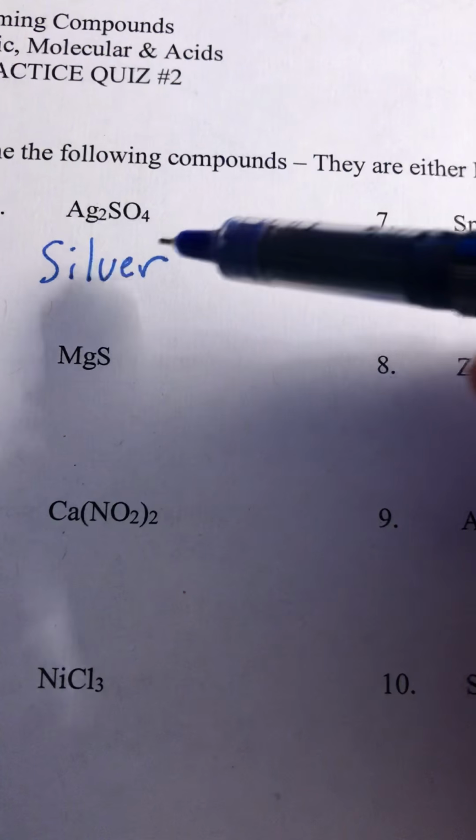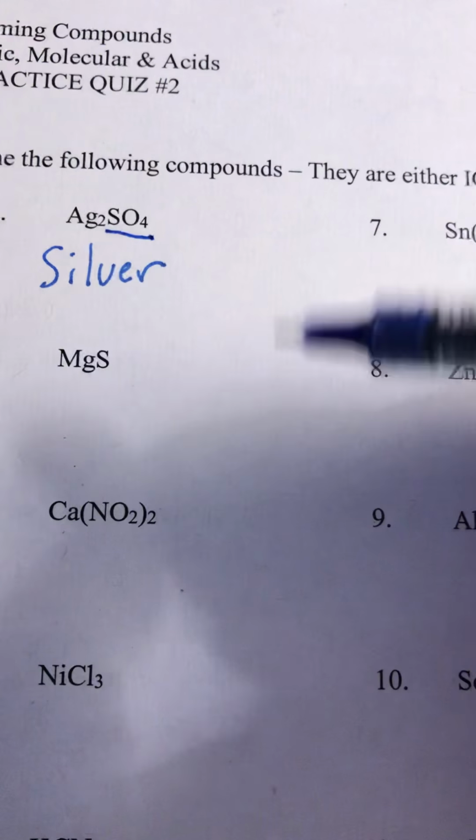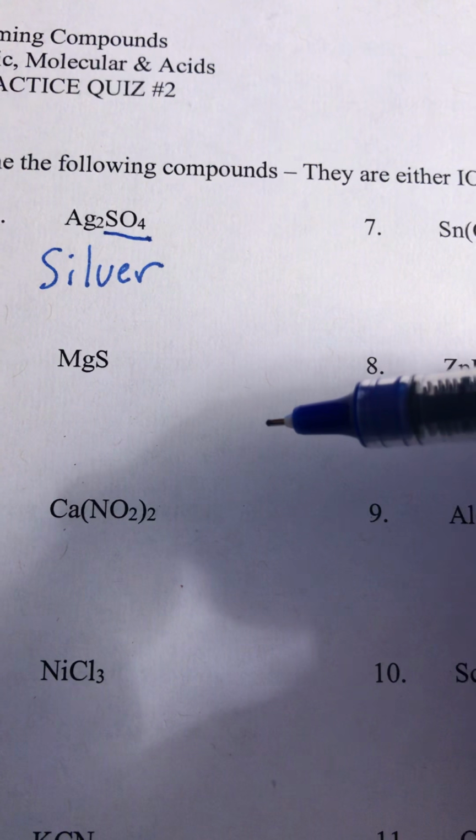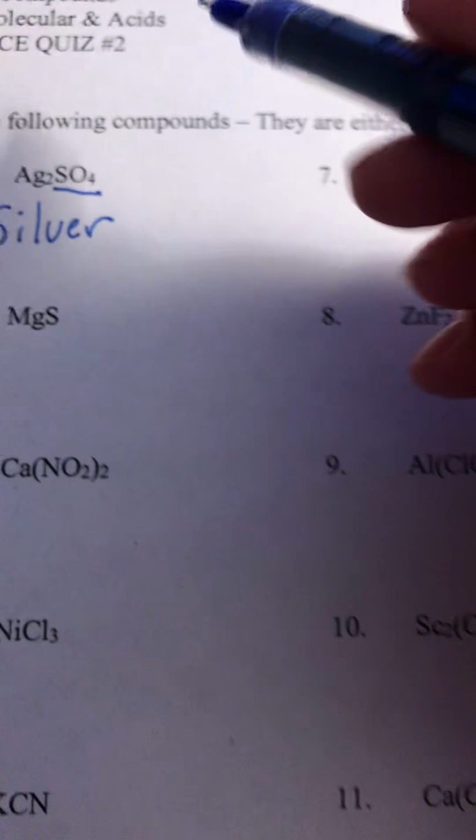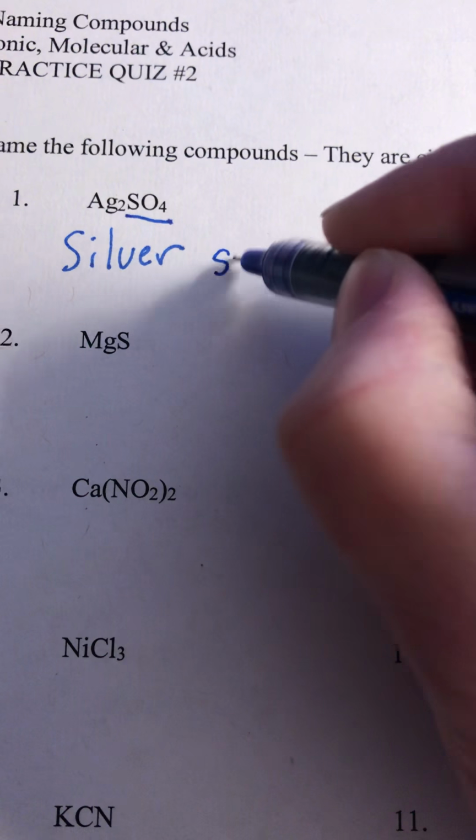So now we look at the second half of this thing, and if you need to go to your yellow sheet, or if you have it memorized, or you look in the front of my classroom, you'll see that SO4 has the name of sulfate.